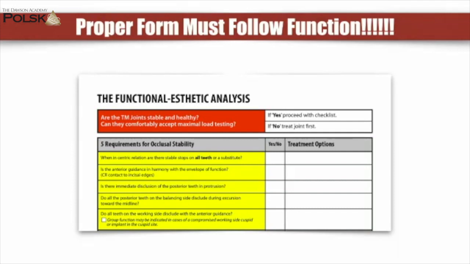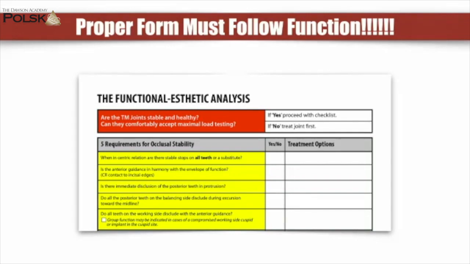So as we start the process of restoring teeth, we are going to make sure that the joints are healthy and that our 5 requirements of occlusal stability will be met with the treatment. Więc zanim rozpoczniemy leczenie odtwórcze, musimy mieć pewność, że mamy stabilną sytuację w stawach skroniowo-żuchwowych, są one zdrowe i mamy spełnionych 5 warunków stabilizacji okluzji.